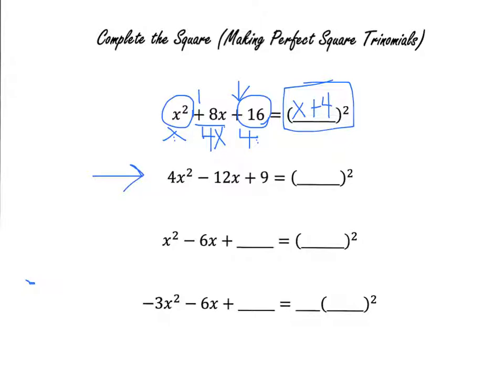On the second problem, 4x squared comes from 2x and 9 from 3. 2x times 3 is 6x, which doubles and makes 12x. It factors as 2x minus 3 squared.